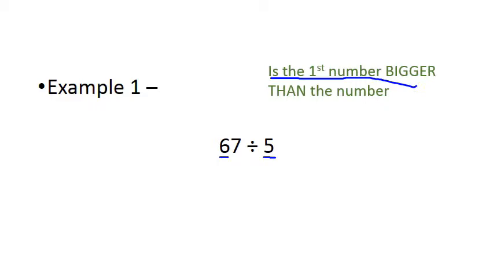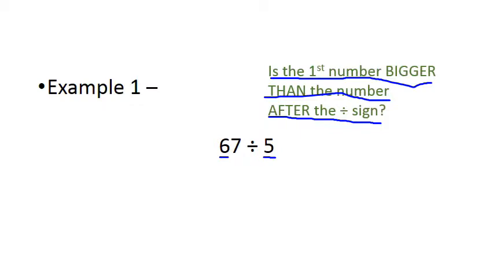Is the first number bigger than the number after the division sign? So, is 5 bigger than 6? Would you rather have 5 bags of Takis or 6 bags of Takis? I don't know about you, but I'd rather have 6 bags of Takis. So our first number is not bigger than the number after the division sign.